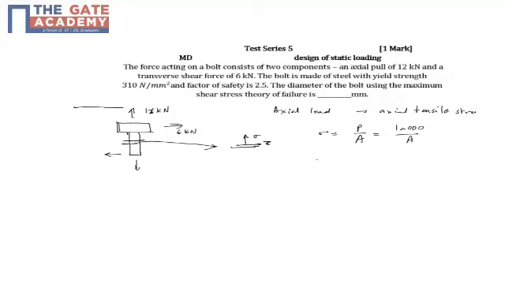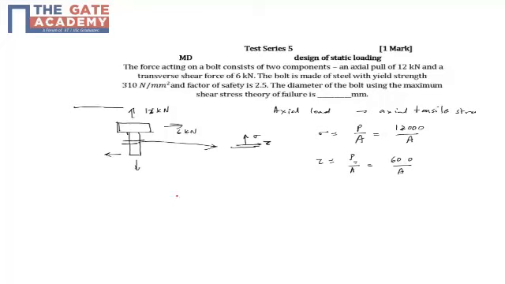So tau will be the transverse load by area. The cross-section area remains the same because the same area will be resisting both the tensile as well as the shear. So this is 6,000 by area. So these are the stresses. Now we need to design the bolt. Basically we need to estimate the diameter based on the maximum shear stress theory of failure.